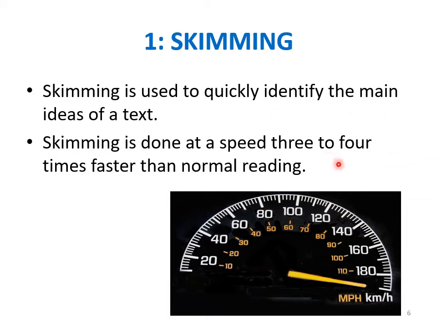Skimming is done at a speed 3 to 4 times faster than normal reading. So you might have noticed that sometimes you use your finger to go across the page and come down, or sometimes you use 2 or 3 fingers or your hand to skim. This is a good way, because your eye movements are aligned with your hand movement, so it is done very fast.